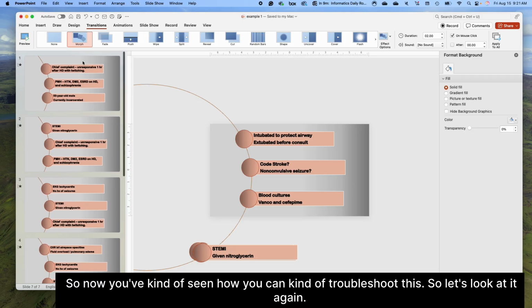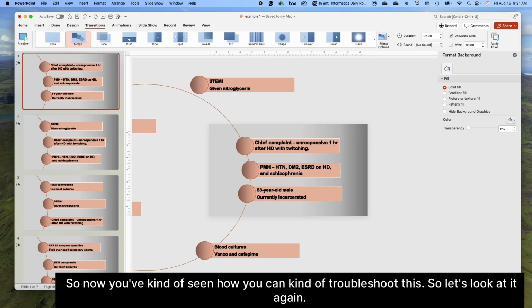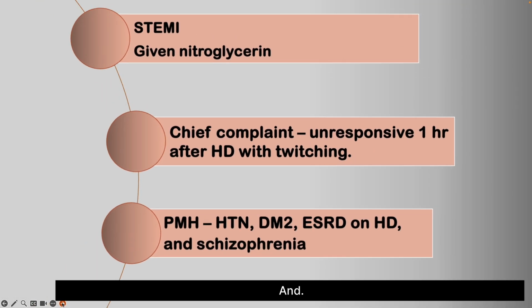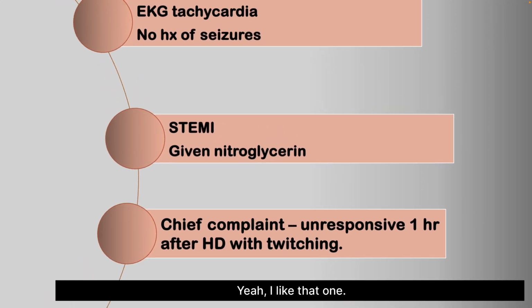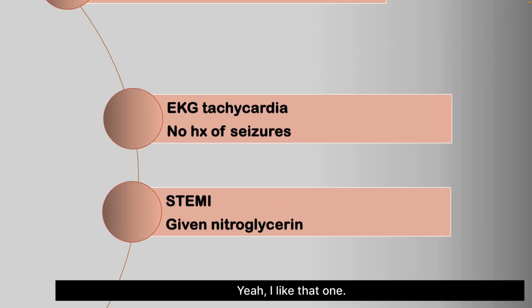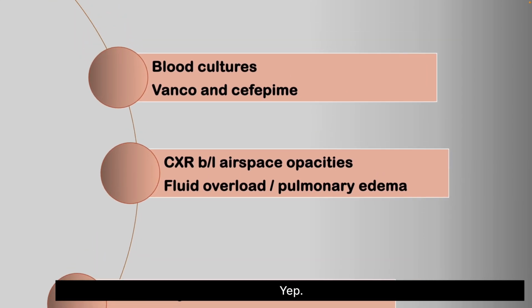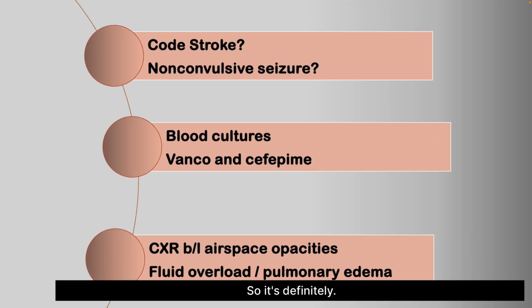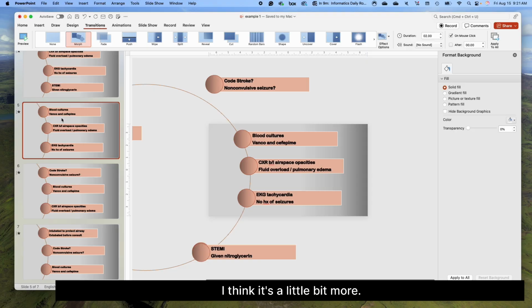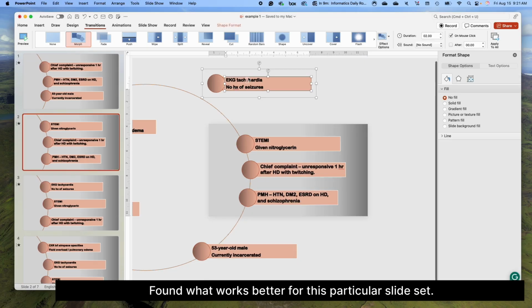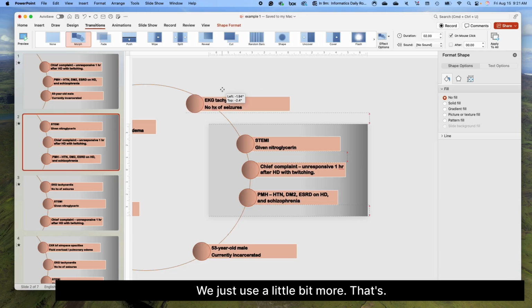So now you've seen how you can troubleshoot this. So let's look at it again. Yeah, I like that one. That entrance was good. That one was good too. Yep. So I've definitely found what works better for this particular slide set. We adjust these a little bit more. That's how you can do these for this.